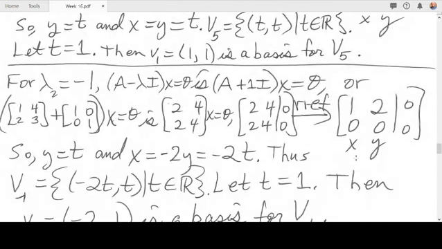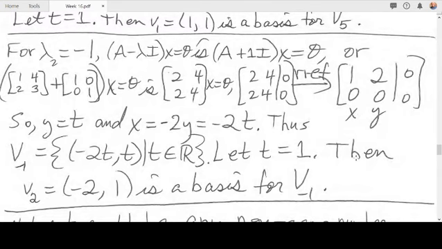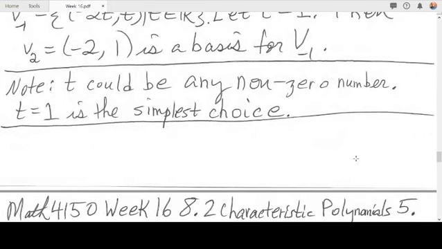Next, we do the same thing for lambda 2 equal to negative 1, and we find the row reduced echelon form. Again, the second column is non-elementary. y is the parameter t. x is equal to negative 2y, so negative 2t. So the eigenspace for negative 1 is negative 2t comma t. So if t is equal to 1, negative 2 comma 1 is a basis for V negative 1. And again, I note that t could be any non-zero number. 1 is the simplest choice.